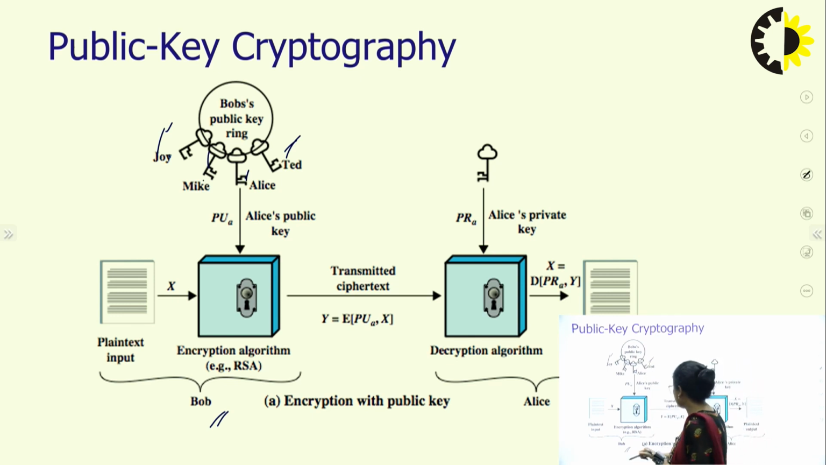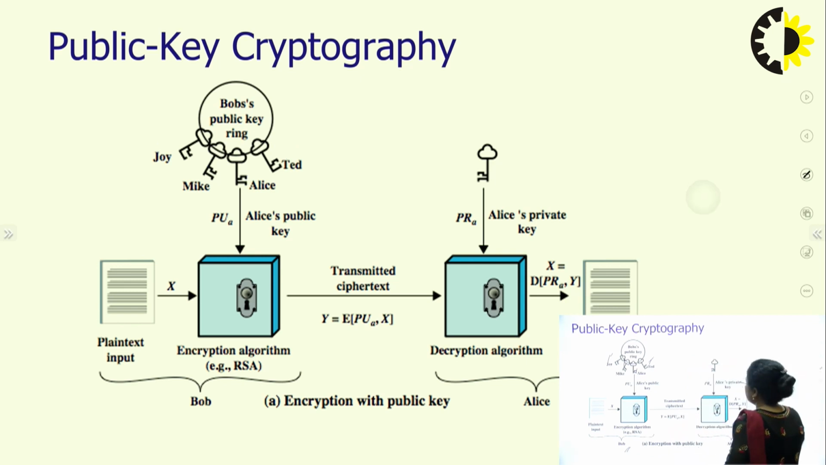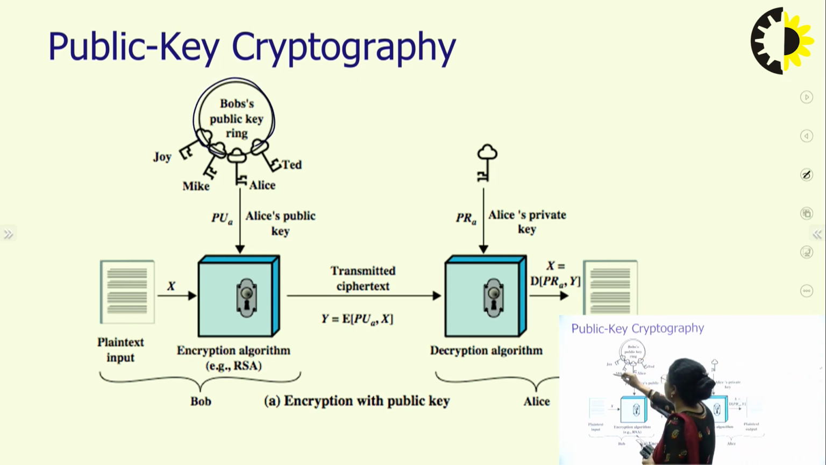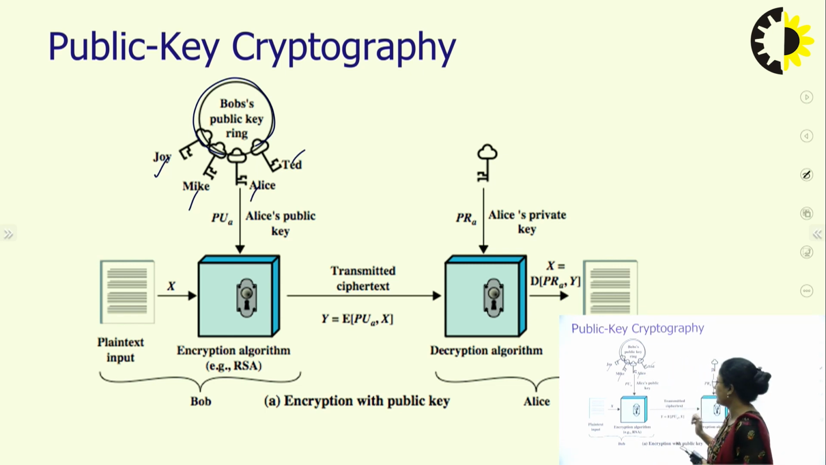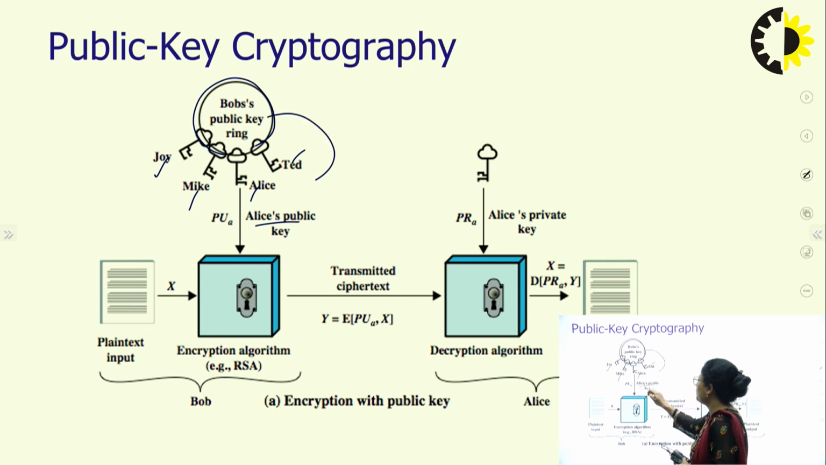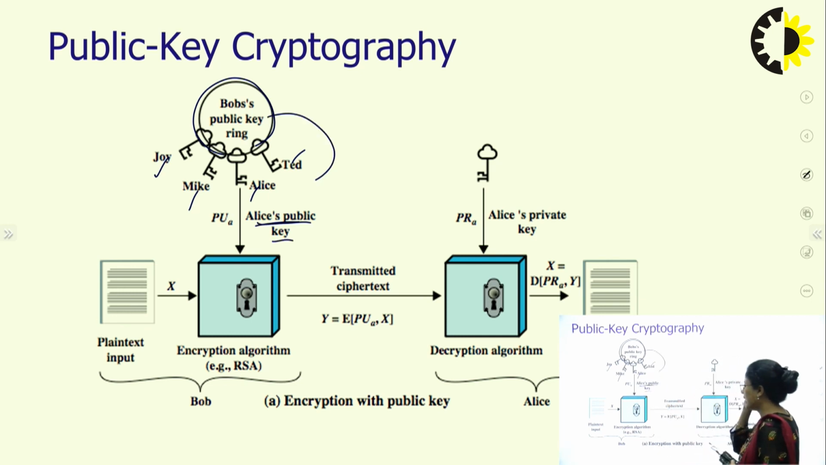So basically what I'm trying to say is that Bob maintains a public key ring where he keeps the public keys of all the people who are there in the network. Right now, for example, Bob wants to communicate with Alice. So from that key ring, Bob will take out Alice's public key. And once he takes out Alice's public key, as I told you in the previous slide, the sender uses the public key of the receiver to encrypt the message.